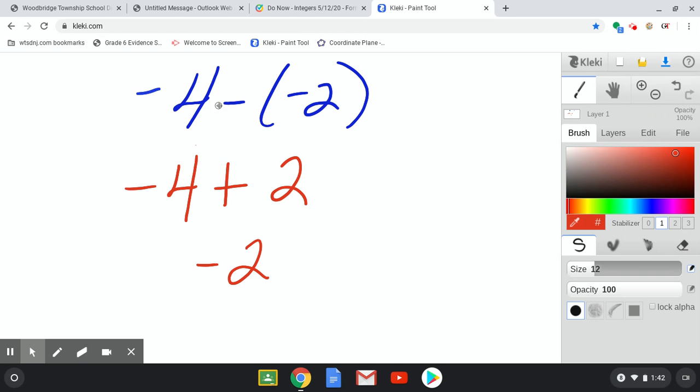Okay? So remember, if it's a subtraction problem, you need to do keep, change, change, and then follow the addition rules. Okay, let's try another one.